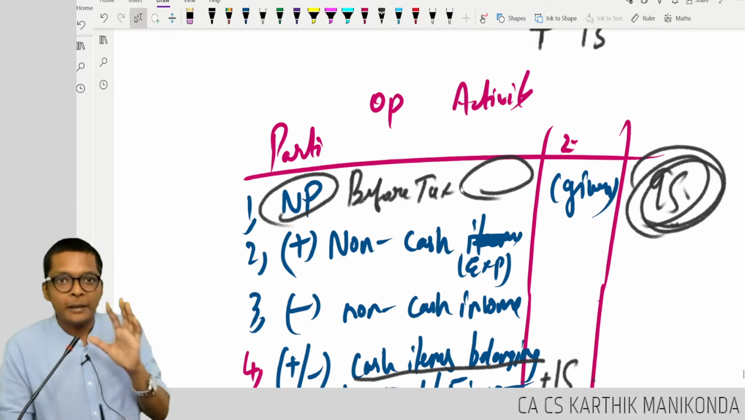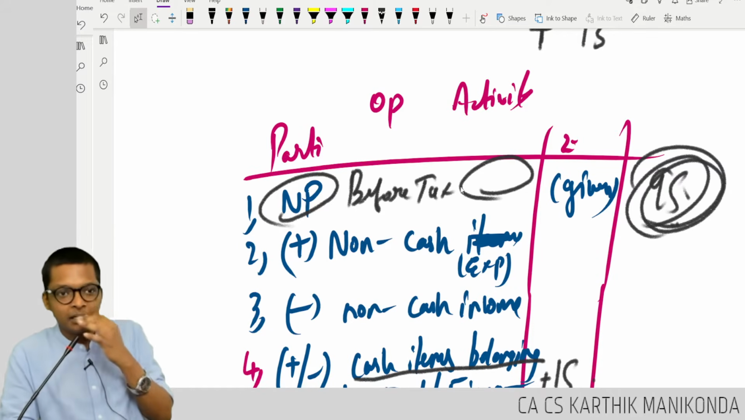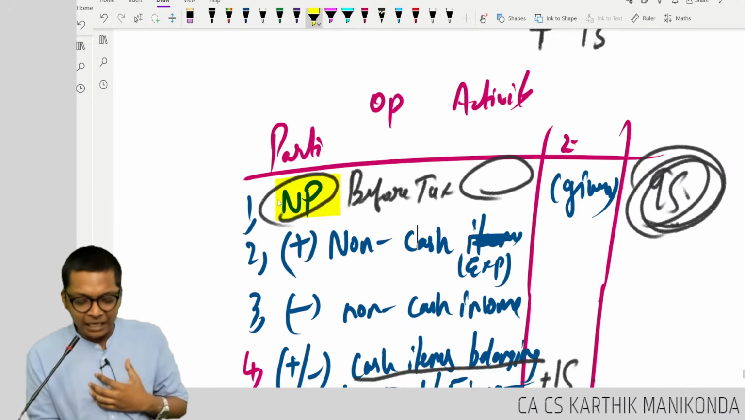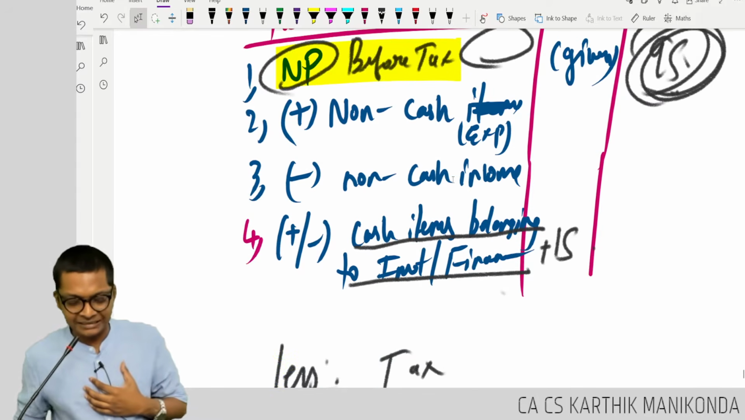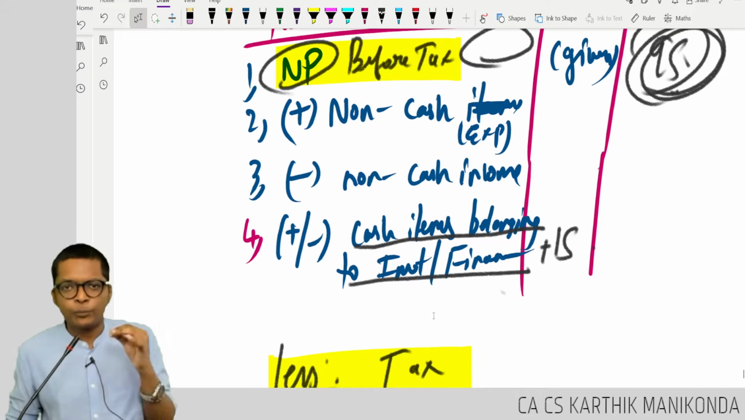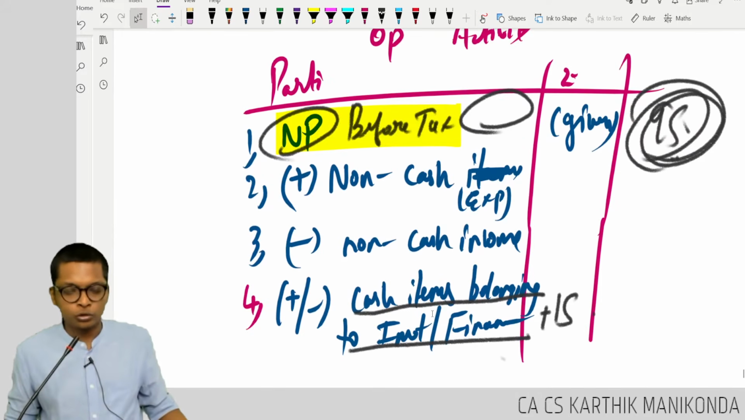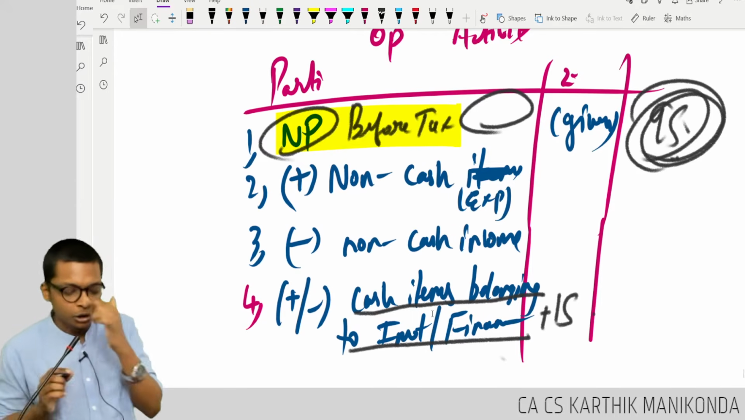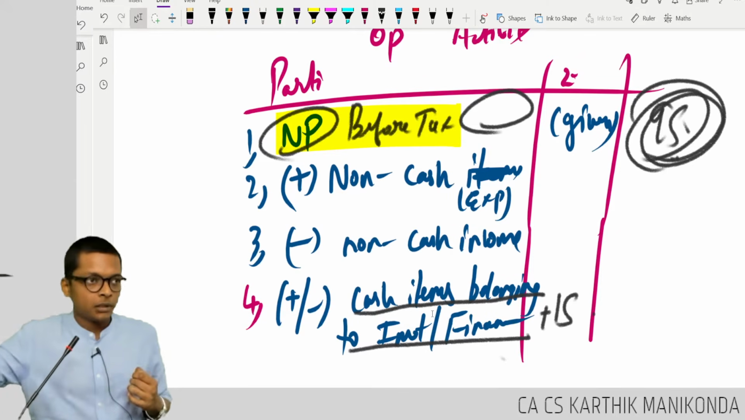There is a beautiful logic for this. I will tell you why, but I don't want to confuse you right now. It's because of a concept called provision. It is better and safe to always start with before tax and then less tax. I will tell you why. It's a beautiful logic, guys. So far, for exam purpose, exam is important along with logic. So you will start with net profit.